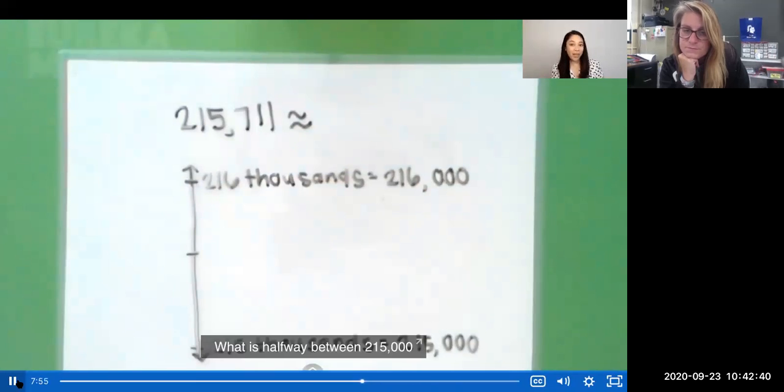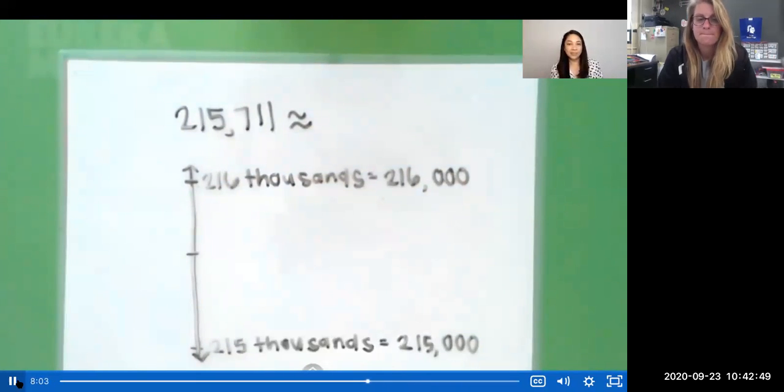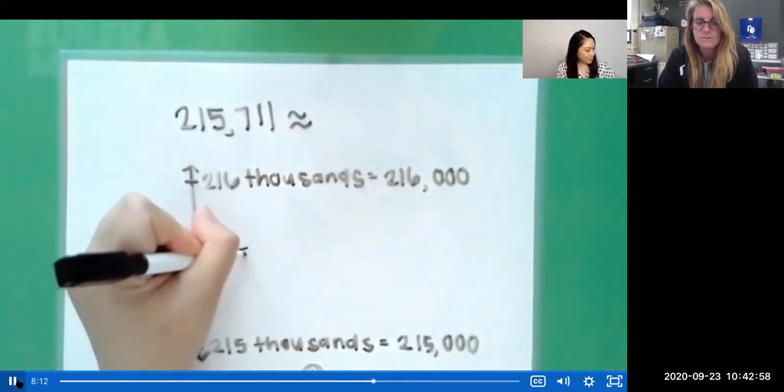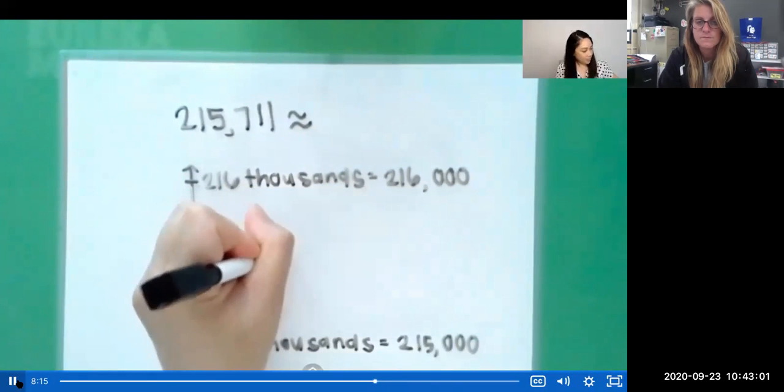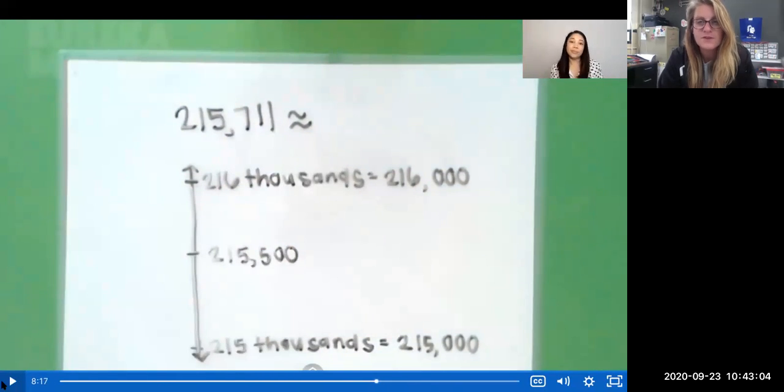What is halfway between 215,000 and 216,000? 215,500. Hopefully you've noticed a pattern when you're finding the halfway number. When you are looking for halfway between 1,000 and another 1,000, half of 1,000 is 500. So you're really just adding 500 to whatever your lower thousands are.